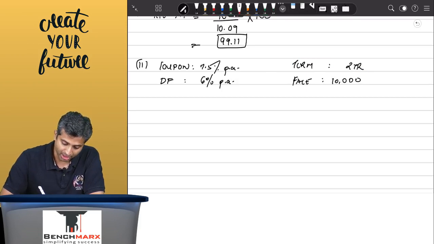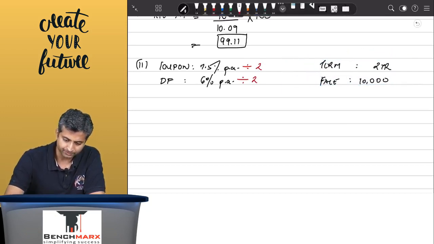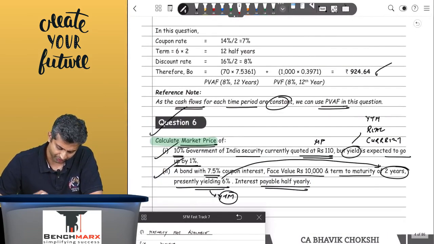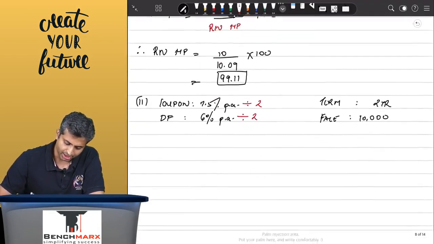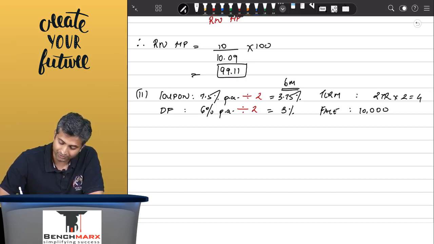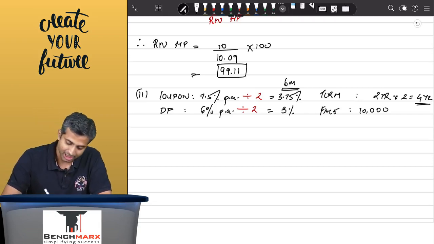Achha, the moment it becomes half yearly, we say that okay, 7.5% per annum equals how much? So over here, 7.5% per annum will equal 3.75% for 6 months. 6% per annum will equal 3% for 6 months, whereas 2 years into 2 will equal 4 half years. Achha, we do not multiply the face value, face value of 10,000 is face value of 10,000.